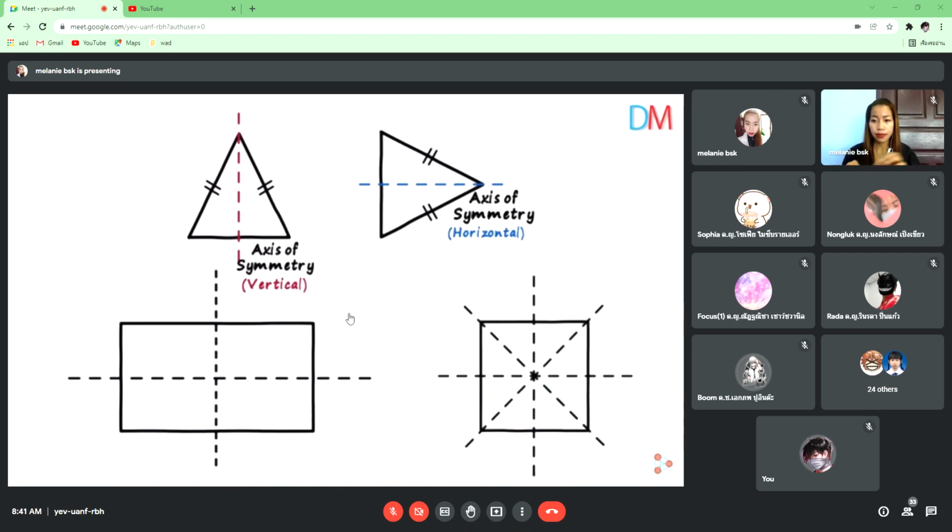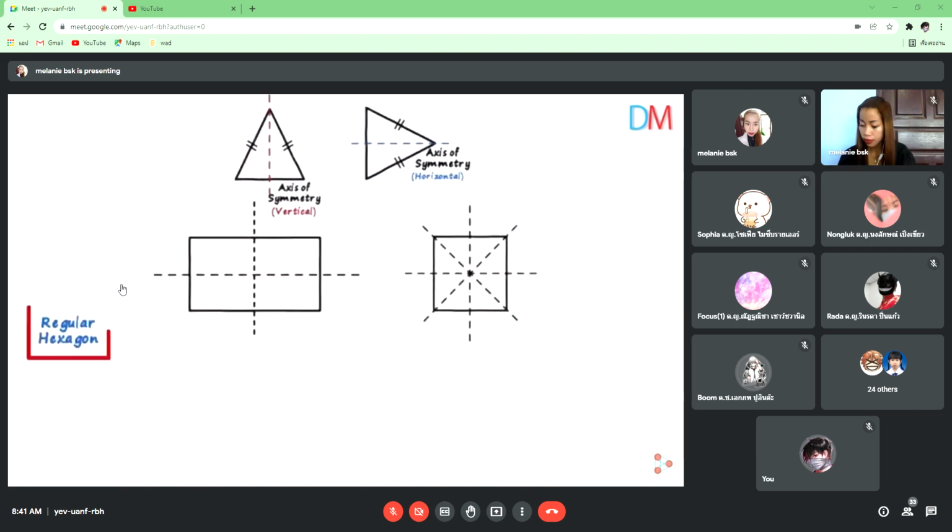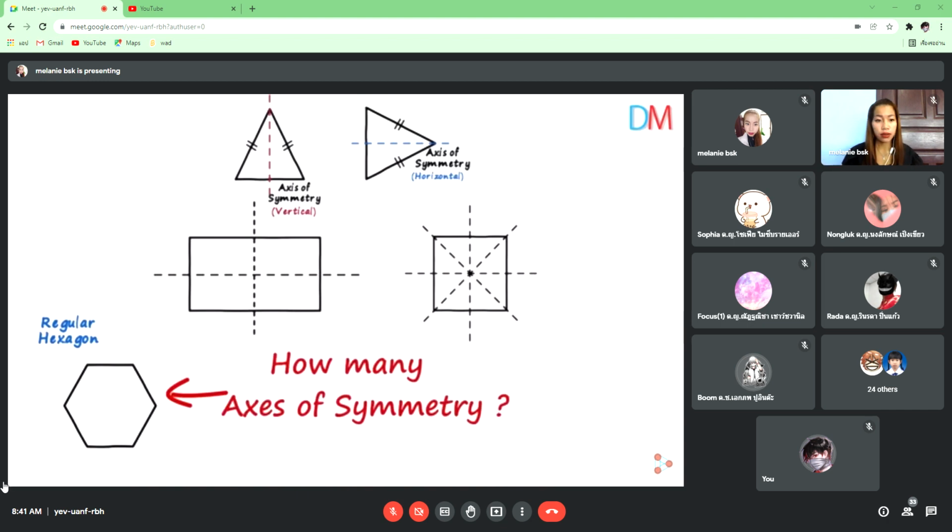More than 4? What if we have a figure like a regular hexagon? A regular hexagon is a closed figure with 6 equal sides and 6 equal angles. How many axes of symmetry does a regular hexagon have? Pause the video and try to arrive at the correct answer.